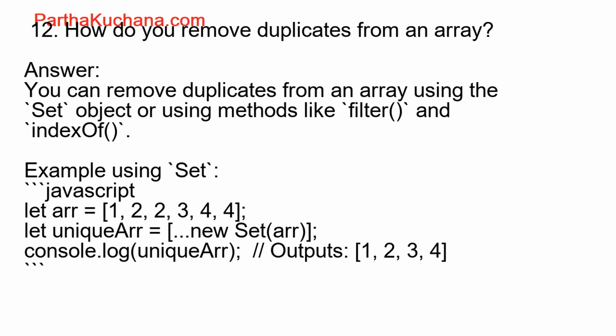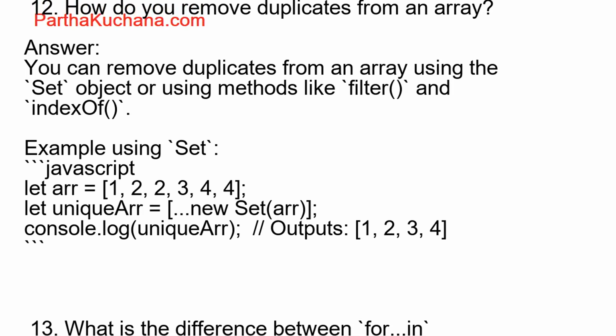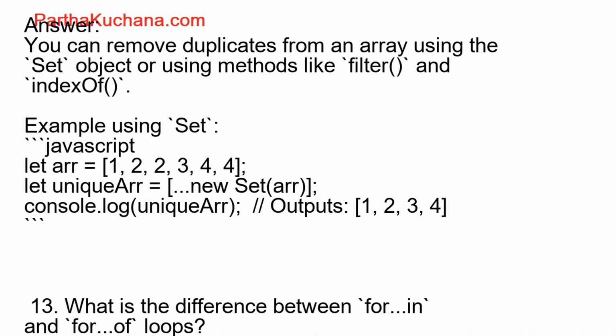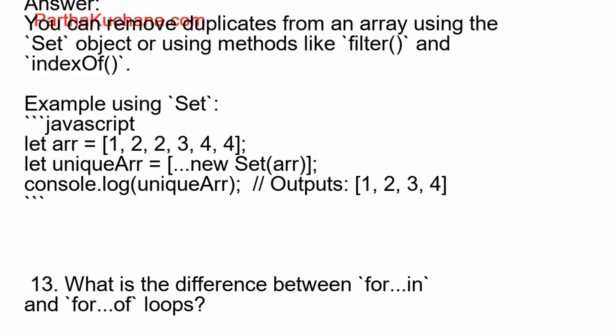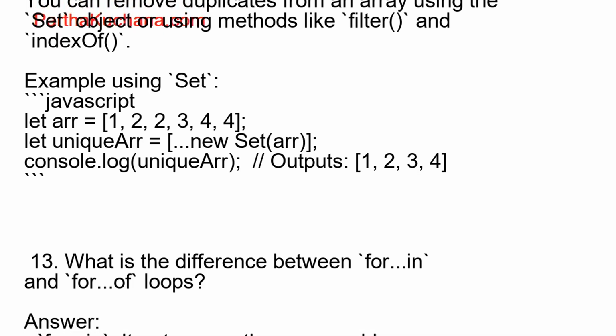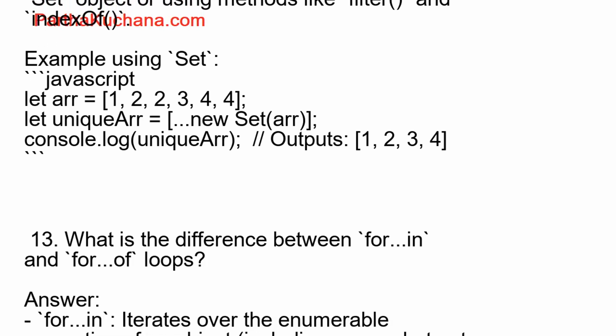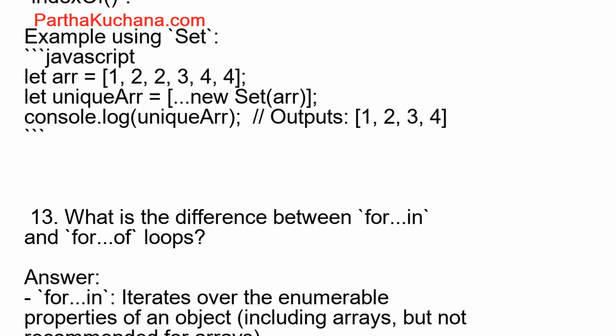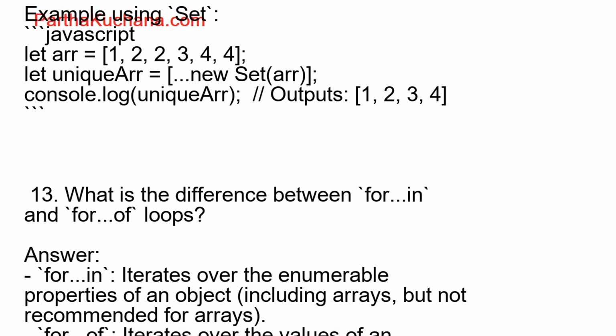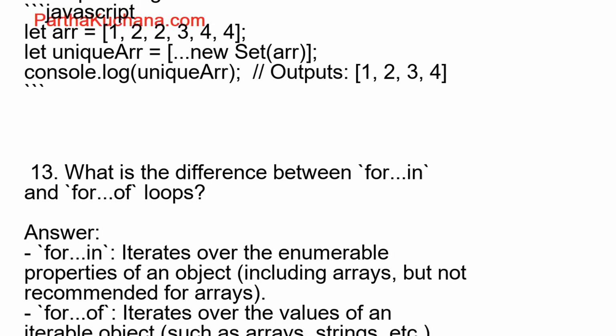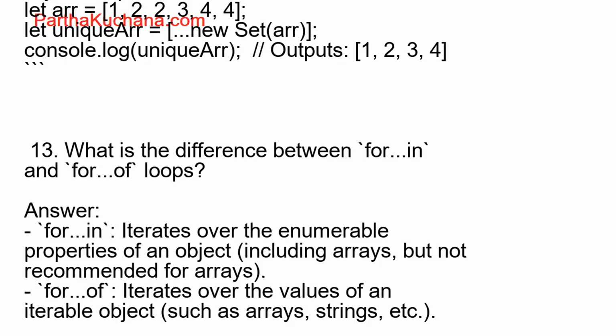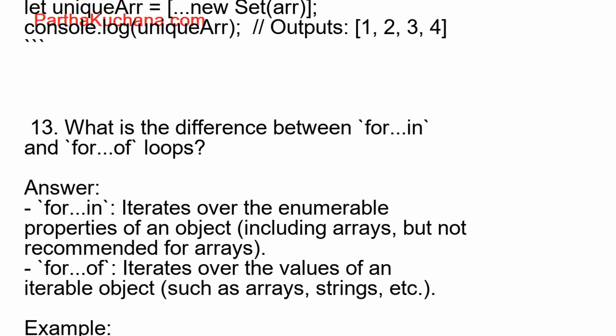Example, JavaScript: let arr = [10, 20, 30]; for (let index in arr) { console.log(index); } // outputs 0, 1, 2. for (let value of arr) { console.log(value); } // outputs 10, 20, 30.